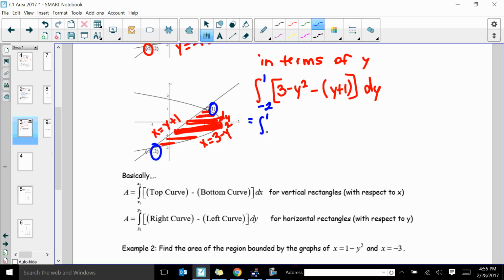So first thing is, let's clean it up. Okay, so 3 minus y squared minus y minus 1. So I'm going to go ahead and put the negative y squared first. This is more out of habit than anything else. Minus y, and then the minus 1 and the plus 3, that's going to make plus 2.